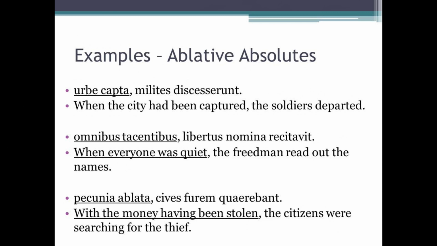Now let's have a look at a few examples of ablative absolutes. Urbe capta milites discesserunt. When the city had been captured, the soldiers departed.